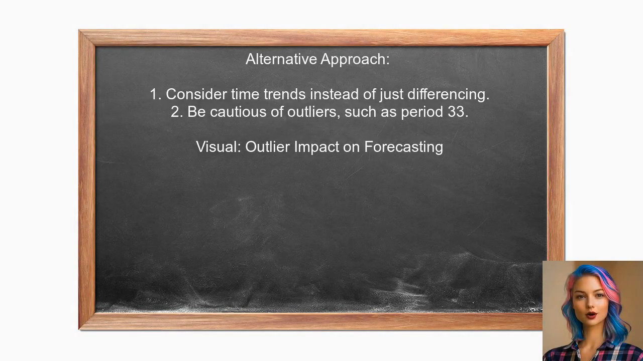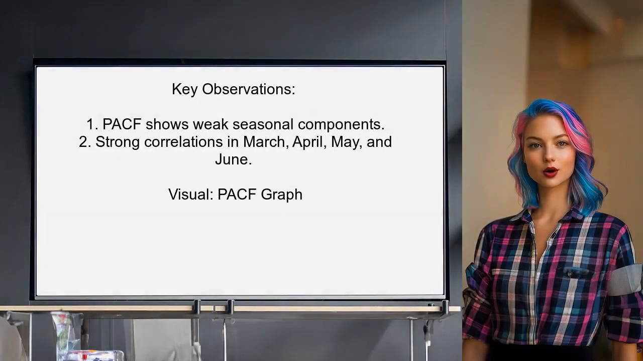An alternative approach suggested by a user emphasizes the importance of considering time trends instead of solely relying on differencing. They point out that ignoring outliers like period 33 can significantly affect your results. The user also notes that the partial autocorrelation function, or PACF, does not indicate a strong seasonal component. They identify a weak seasonal autoregressive pattern with strong correlations in the months of March, April, May, and June.